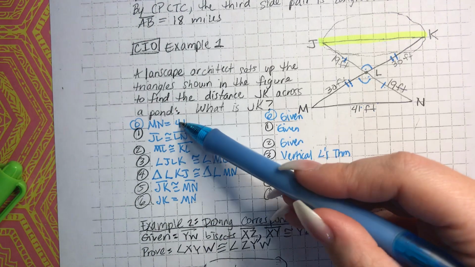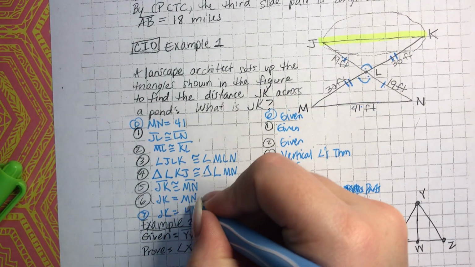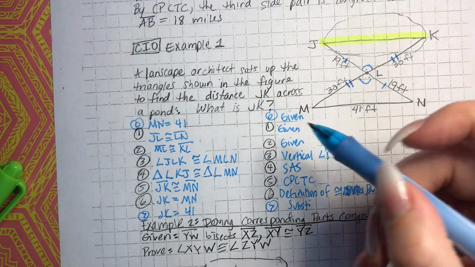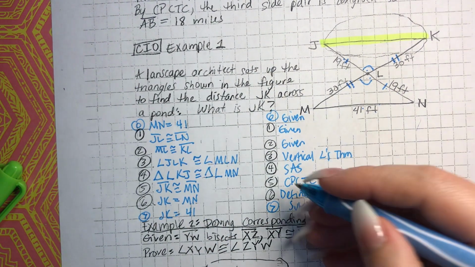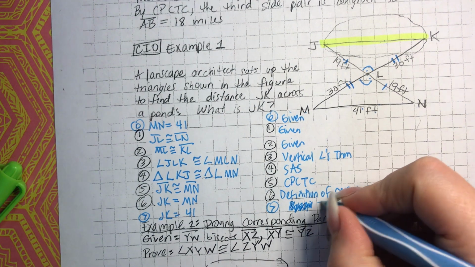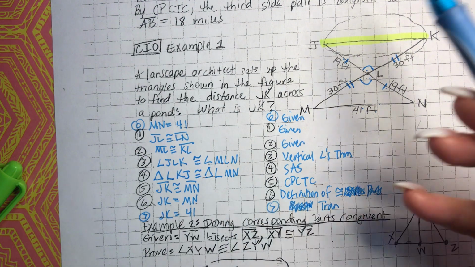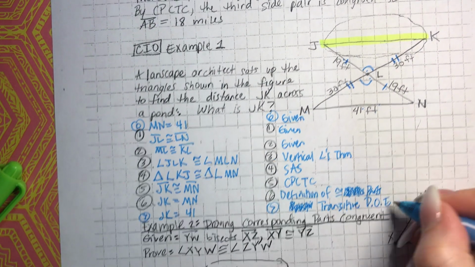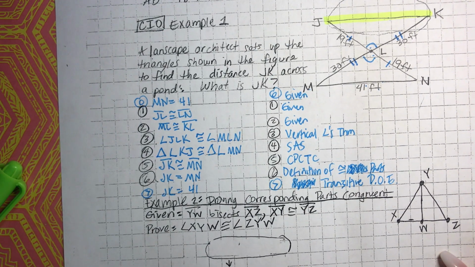And then we're just going to substitute 41 in for MN. JK equals 41. And that's just substitution. Or actually, that would probably be the transitive property of equality, actually. Transitive property of equality. And there you have it, right there. So yeah, that's it for example 1. I'll see you in a little bit for example 2.